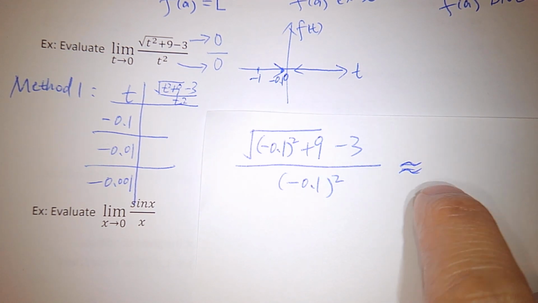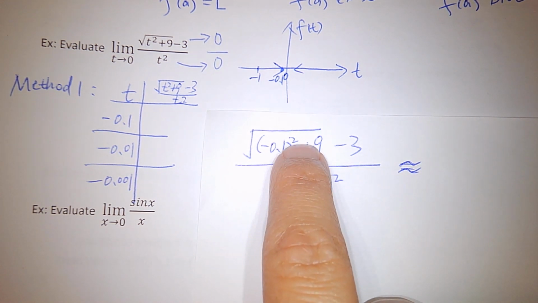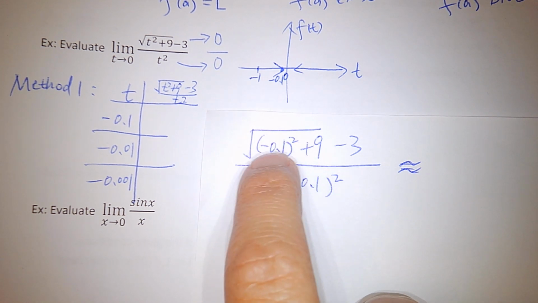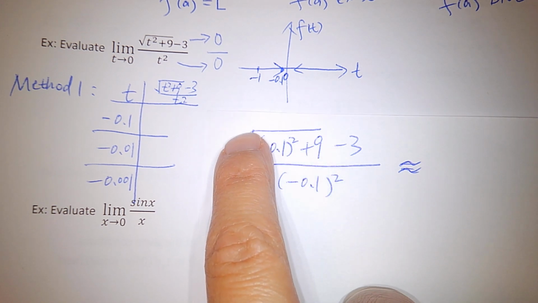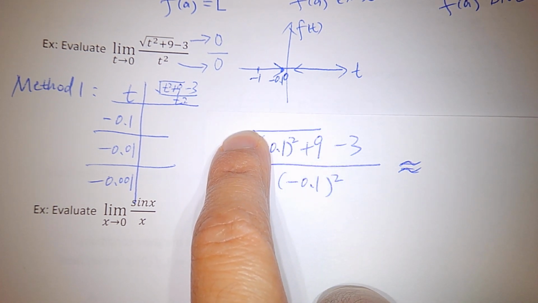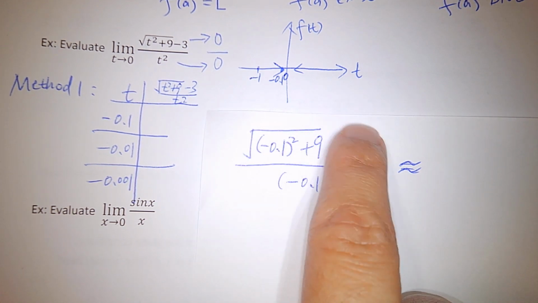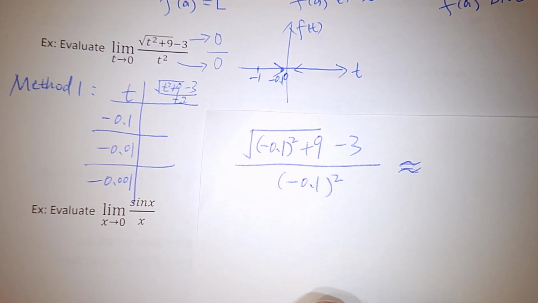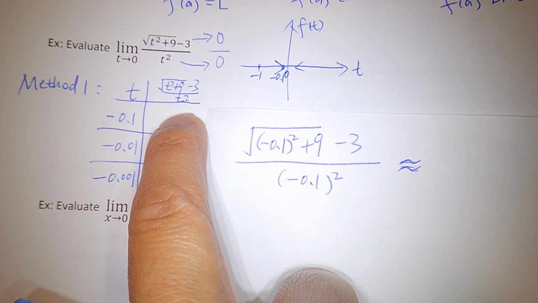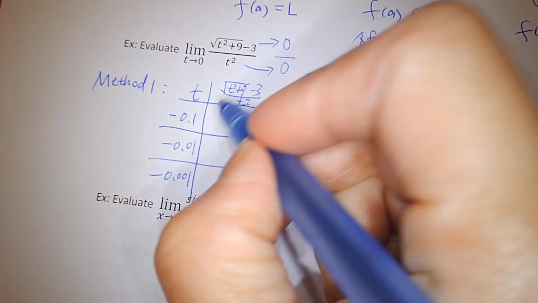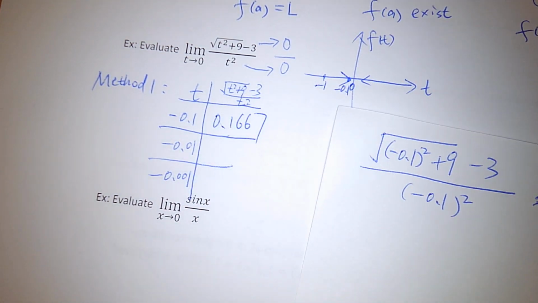Or even more digits, depending on the result. And then negative 0.1 squared. Since we use the parentheses, it's the same thing as negative 0.1 times negative 0.1, which is the same as 0.1 squared, right? So 0.1 squared gives us 0.01, plus 9, the square root, minus 3, divided by 0.01. Has anybody got a result here? 0.1667. Okay, 0.1667, right? I'll write whatever you tell me.